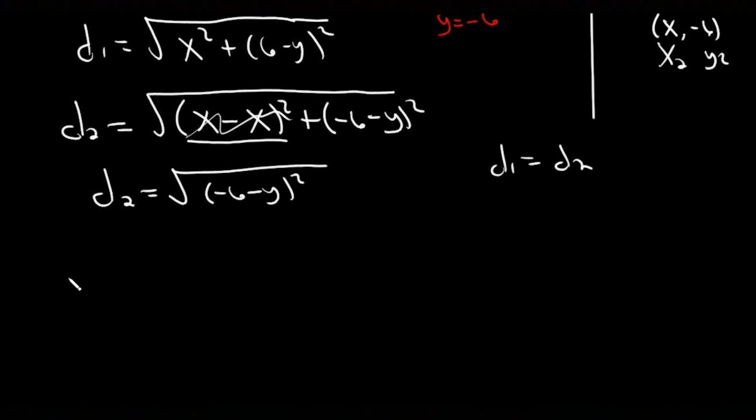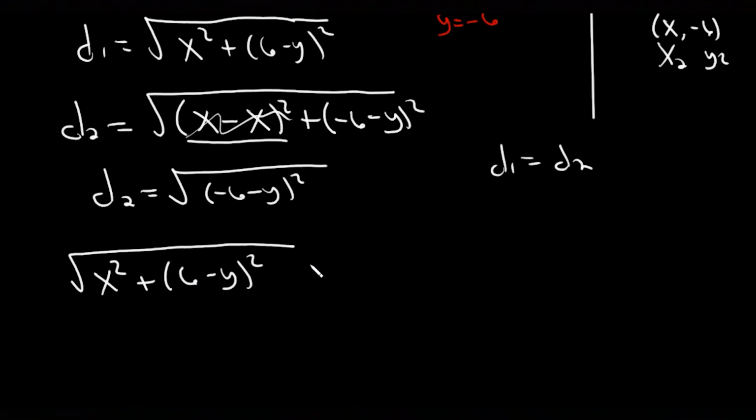So distance 1, that was the square root of x squared plus (6 minus y) squared, equal to distance 2, that's going to be the square root of (negative 6 minus y), again, all in parentheses, and we're squaring it. So you can see that I have a square root on both the left-hand side and the right-hand side of the equal sign. They're going to cancel each other out, and that's going to happen because I'm essentially going to square both sides in order to get rid of that square root, right? So this will cancel, same thing here.